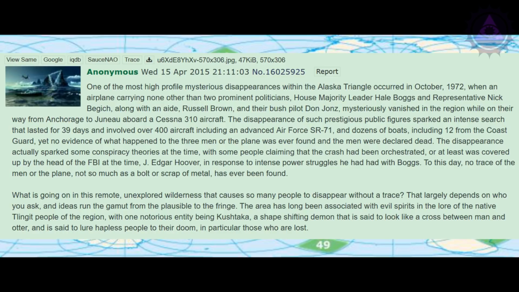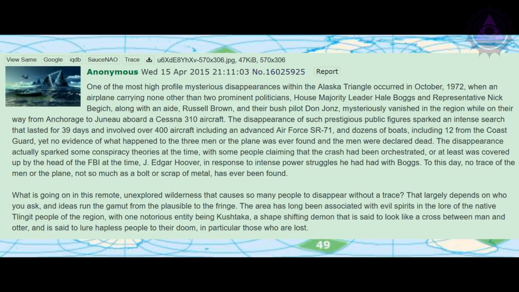The disappearance of such prestigious public figures sparked an intense search that lasted for 39 days and involved over 400 aircraft, including an advanced Air Force SR-71, and dozens of boats, including 12 from the Coast Guard, yet no evidence of what happened to the three men or the plane was ever found and the men were declared dead.